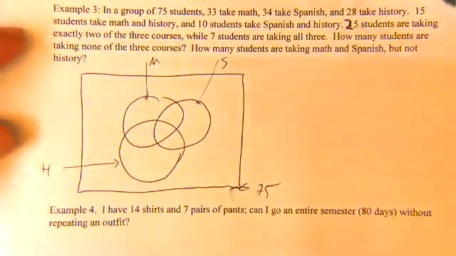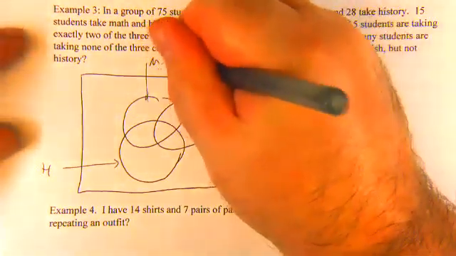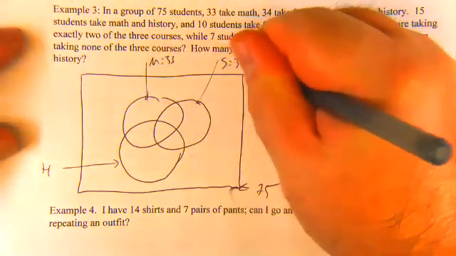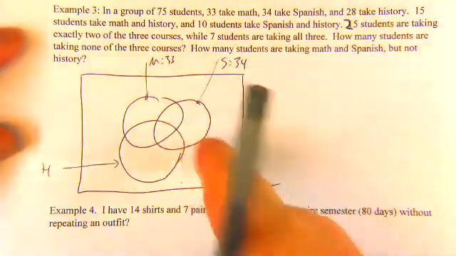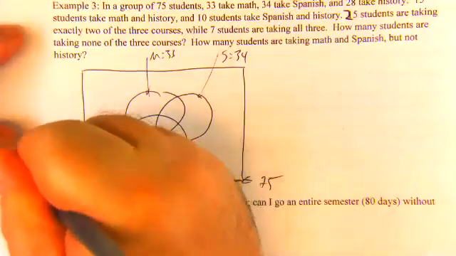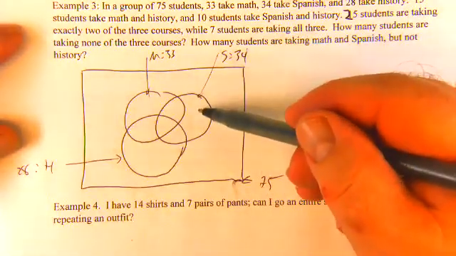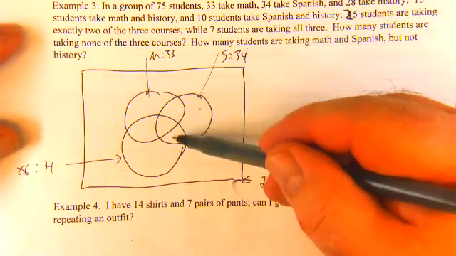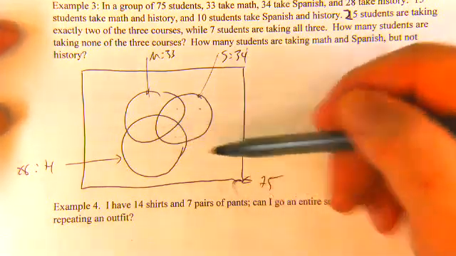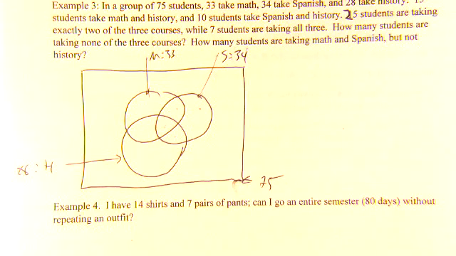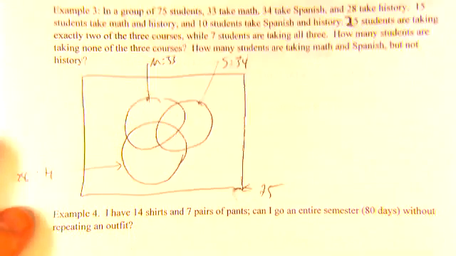How many people are taking math? 33. How many are taking Spanish? 34. Note, I do not put the numbers inside until I figure out which numbers are which. These 34 people are taking Spanish. Some are taking just Spanish. Some are taking Spanish and math. Some are taking Spanish and history. Some are taking all 3. So there's 4 categories for Spanish students, and you need to figure out how to break them up.